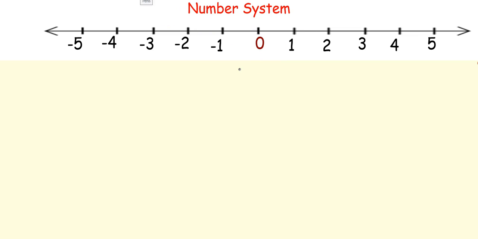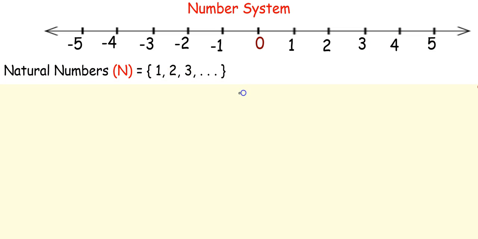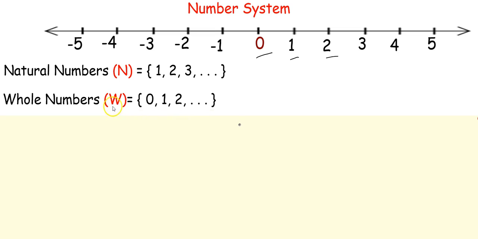For example, these numbers like 1, 2, 3 all the way, they are called counting numbers or natural numbers. So the set of natural numbers are those which start from 1, 2, 3 all the way up to infinity. Alright, if you include 0 into that set of natural numbers, we get the set of whole numbers. Whole numbers are denoted by the letter W. They start from 0 and go all the way up to infinity.